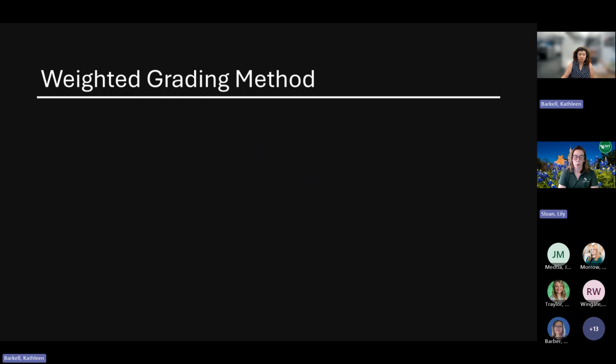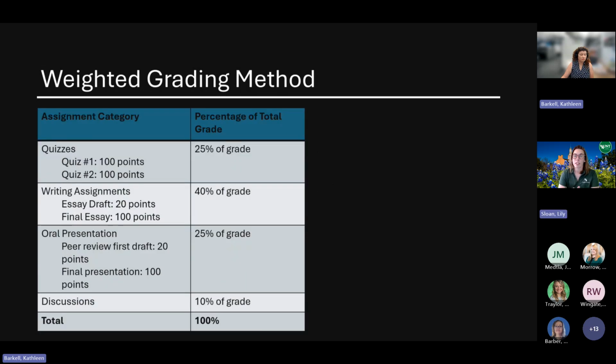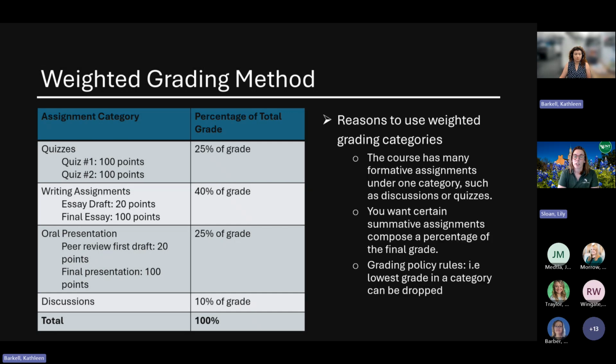All right, on to weighted grading method. So conversely, in the weighted grading method, the assignment categories contribute by percentage to the final grade. For instance, in the sample weighted grading scheme pictured here, regardless of whether you have 2 or 10 quizzes, the overall quiz category will contribute 25% towards the final grade.